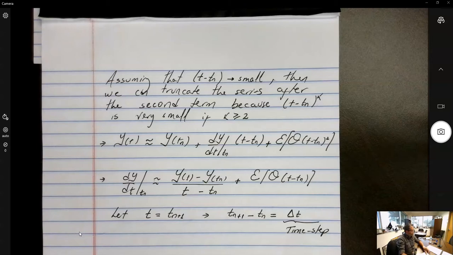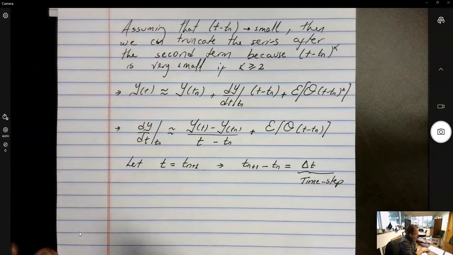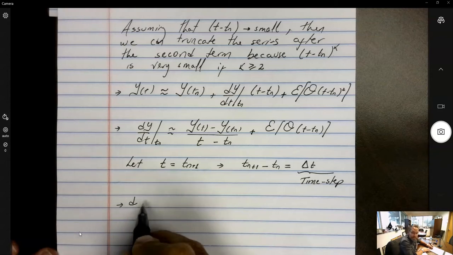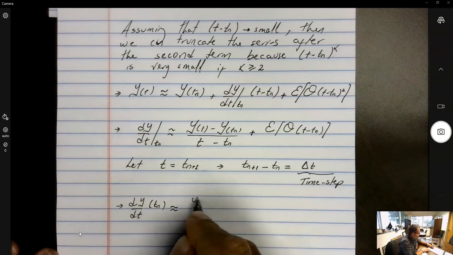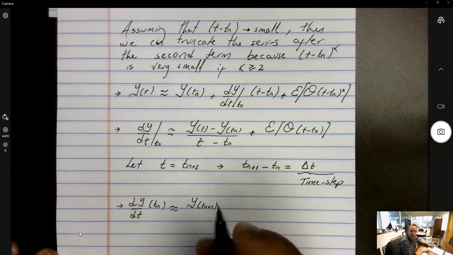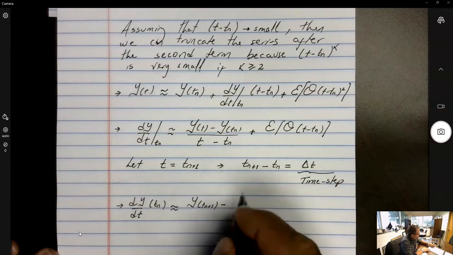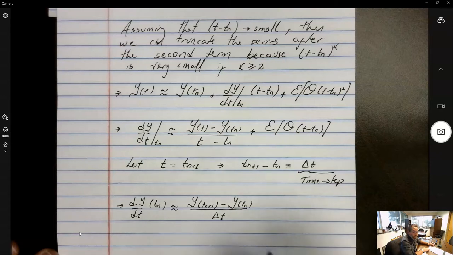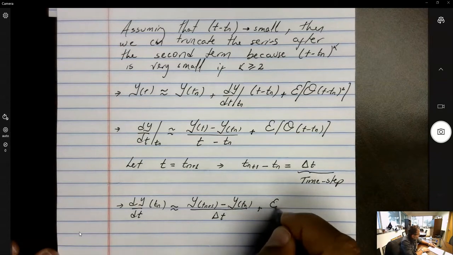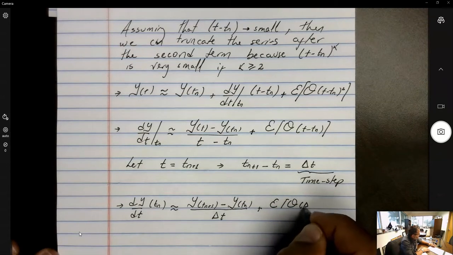So basically, this leads us back to the following. The derivative of y with respect to t evaluated at Tn is approximately y at Tn plus 1. Remember, we switched t with Tn plus 1, a time level right after Tn, minus y at Tn, divided by the size of the time step between the two, plus an error which is of the order of magnitude of delta t.